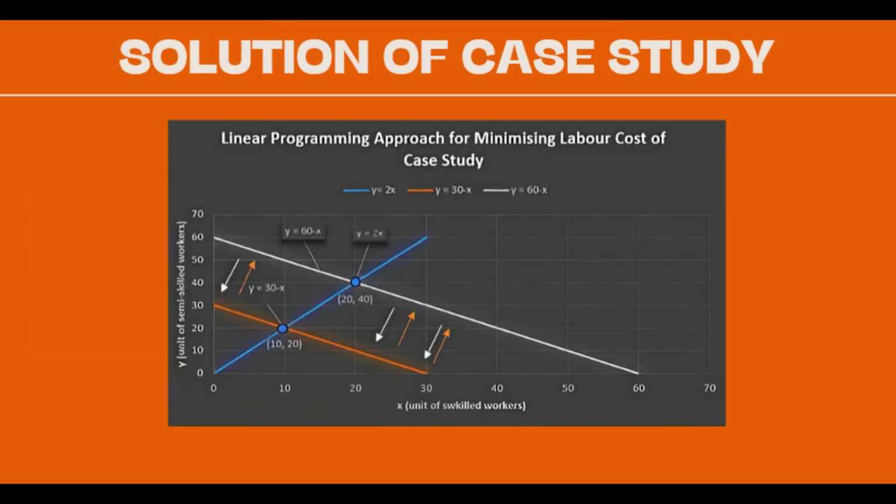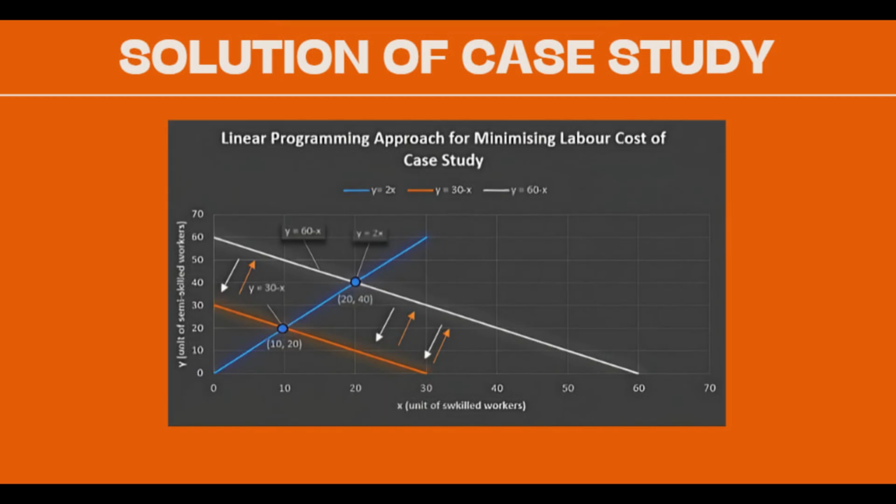So now let's take a look at the graph by using Microsoft Excel to build this graph. As you can see, there are two optimal corner coordinates, which are 10 and 20, and 20 and 40. These coordinates are the optimal solutions of the minimization cost that fulfil these three types of constraints.